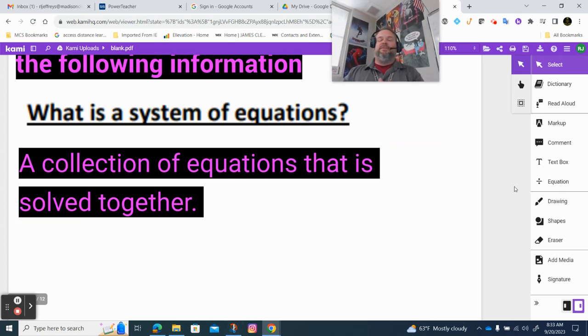All right, systems of equations. Now, luckily for y'all, for Algebra 1, systems of equations are only two equations with two variables. It's a collection of equations that you have to solve together. In Algebra 2, you'll have three equations, three variables, and it just kind of moves on like that.